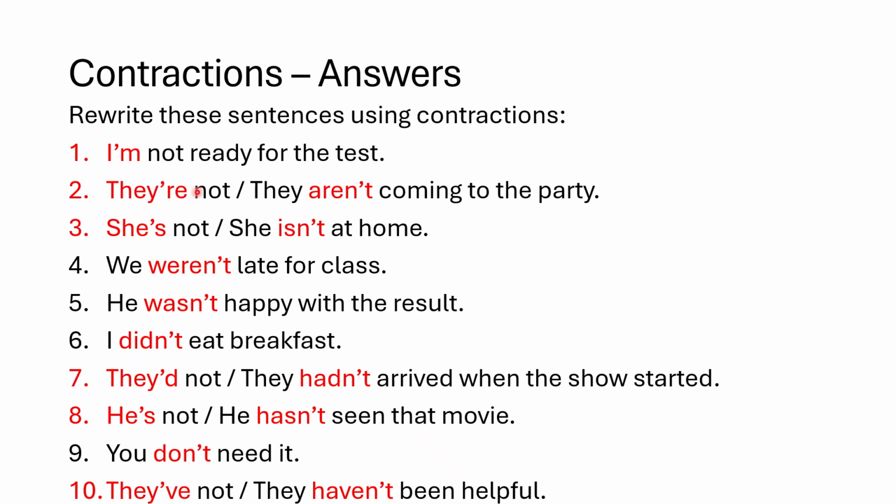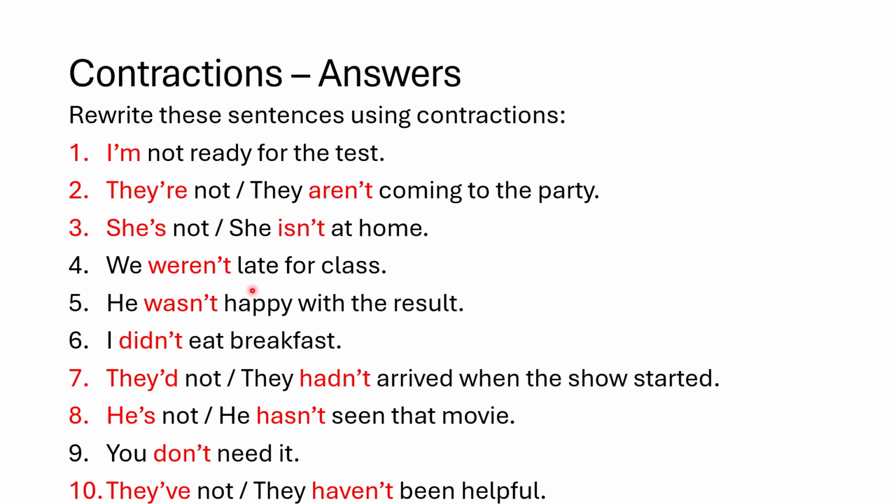1. I'm not ready for the test. I am becomes I'm. 2. They're not coming to the party, or they aren't coming to the party. They are becomes they're. Are not becomes aren't. 3. She's not at home, or she isn't at home. She is becomes she's. Is not becomes isn't.